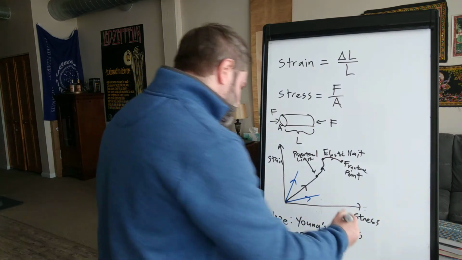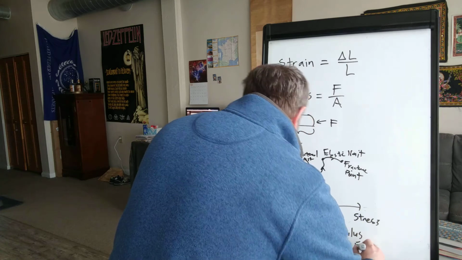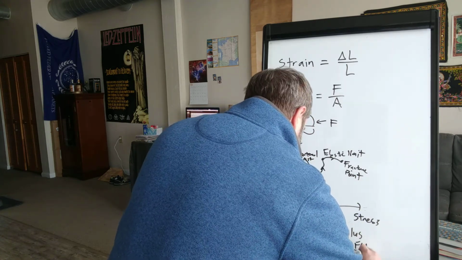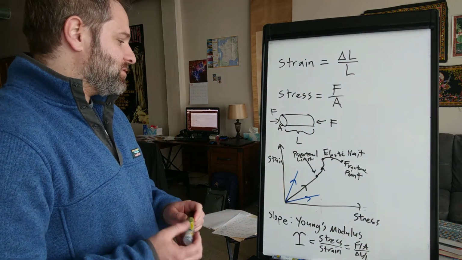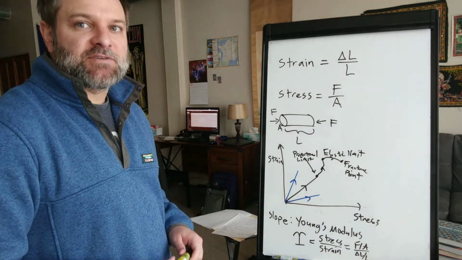Okay. Which then is just F/A, or excuse me, F divided by A divided by delta L divided by L. Not really a way to simplify it. Okay. So that's Young's modulus. Essentially how hard or how stiff an object is.